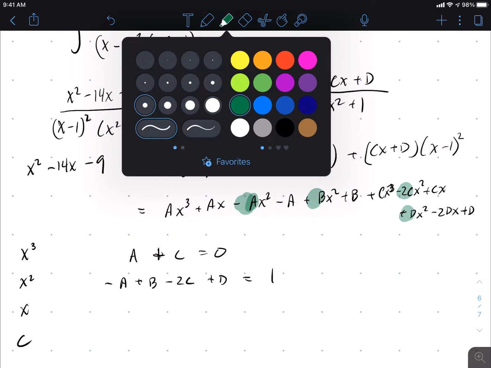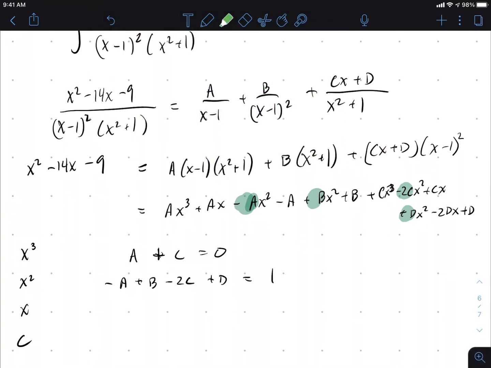Here, I'll highlight the next one. So to get my x's, it's going to be a plus... I don't want to use the same kind of color. That's too close. Yeah, that color coordination helped, by the way. Whatever works, right? The a, do we have another x? Plus c minus 2d. Right? So a plus c minus 2d, and that should equal negative 14.